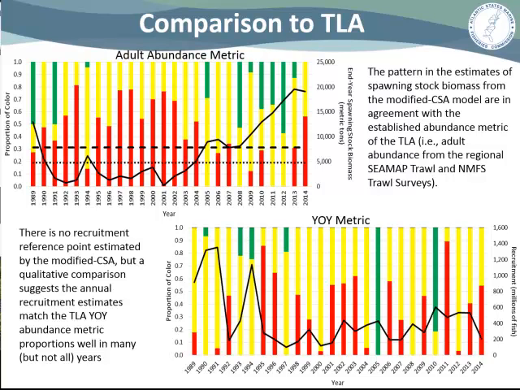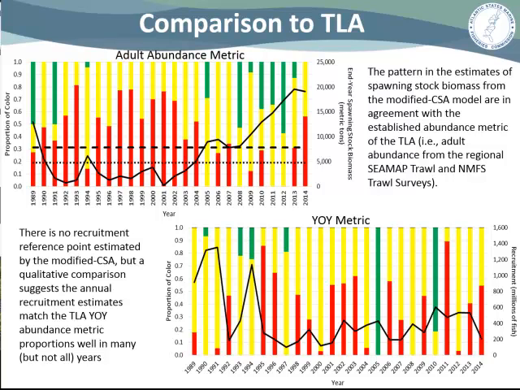The pattern in the estimates for the spawning stock biomass from the modified catch survey analysis were generally in agreement with the abundance metric, which was the fishery independent surveys, for the traffic light. And there's no recruitment reference point estimated for the modified CSA, but qualitatively, the annual recruitment estimates did match up in many of the years with the young of the year metric used in the traffic light, but not in all years. That one was a little fuzzier. And that wouldn't be unexpected, because some of the differences, particularly for juvenile indices, shouldn't be surprising between the two approaches, because you get a lot more interannual variability in juvenile indices due to recruitment variances as opposed to changes in population.